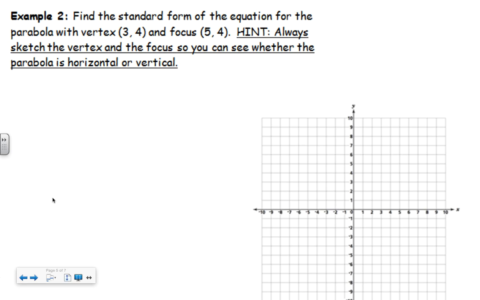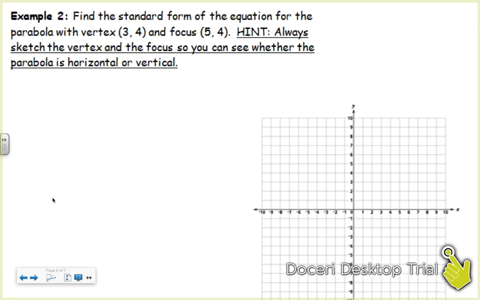Example number 2. Find the standard form of an equation for a parabola with the vertex 3, 5 and a focus of 5, 4. Hint, always sketch the vertex and the focus so you can see whether the parabola is horizontal or vertical. Remember, when you're graphing a parabola, I'll just put it like this.